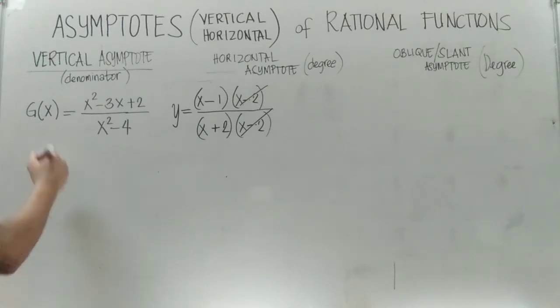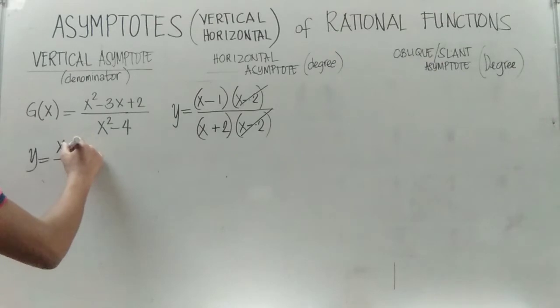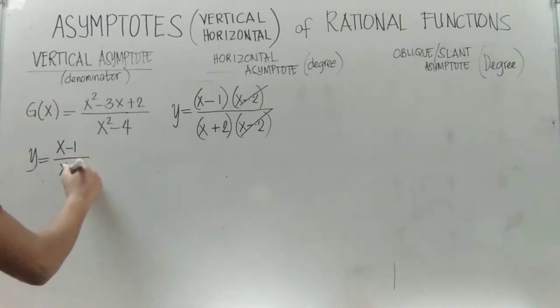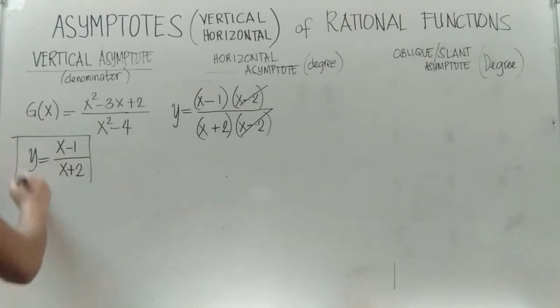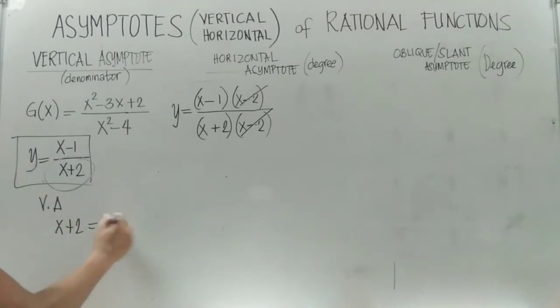So your simplified form of the function now is y. Your numerator now is x minus 1 and your denominator is x plus 2. So we will use this function. Then solving for your vertical asymptote, focus on the denominator. So x plus 2 equals 0, so x is equal to negative 2. So the equation of the line of your vertical asymptote is x equals negative 2.